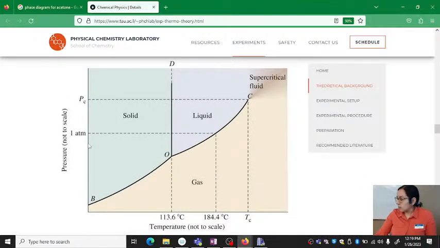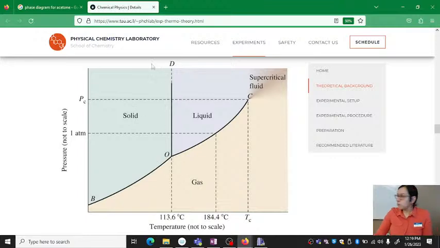Again, they tend to label certain things. So we have 1 ATM, and again, the temperatures we care about. And same thing, you have your distinct regions of solid, liquid, gas, and everything always has a supercritical point as well.